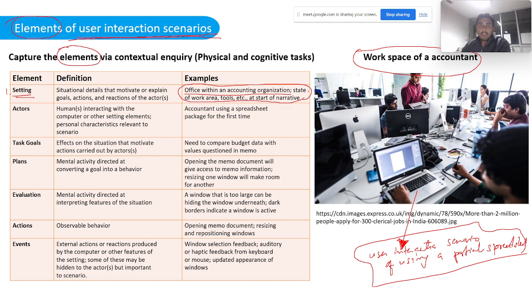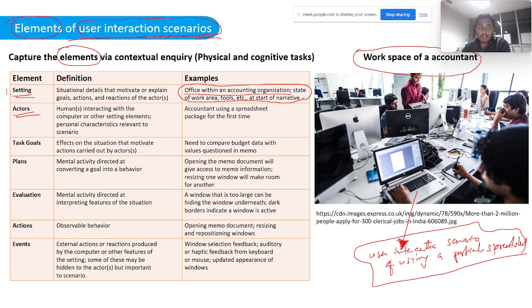The second element of a user interaction scenario is actors. We try to get information on all sorts of people who are involved in that particular scenario or activity.